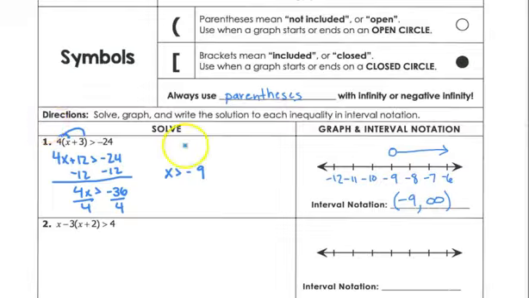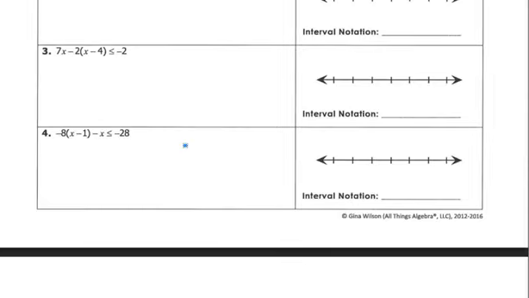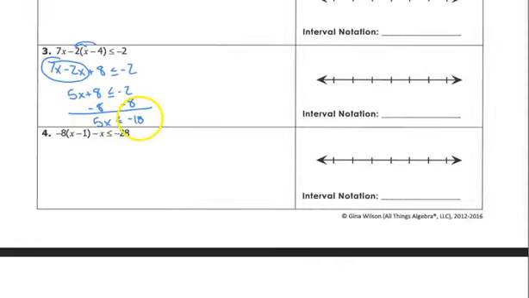Okay, so let's do another example. I'm going to skip to number 3. I'm going to have you come back and do 2 in a second, but I'll do number 3. So let's distribute this negative 2 first. So I have 7x minus 2x plus 8 is less than or equal to negative 2. I'm going to combine my like terms right here. So 7 minus 2 is 5x plus 8 is less than or equal to negative 2. Subtract 8 from both sides. So now I have 5x is less than or equal to negative 10. I'm going to write that up here as well because I ran out of room. If I divide by 5, now I have x is less than or equal to negative 2.